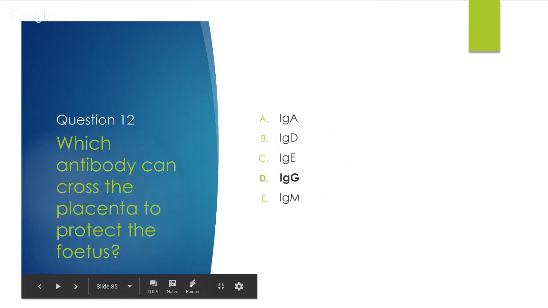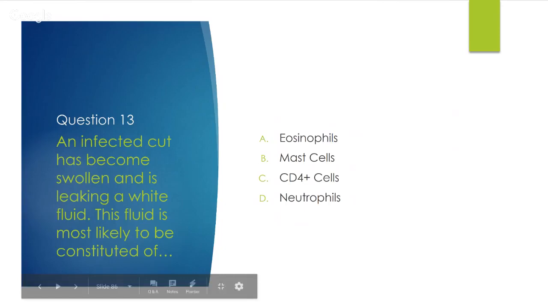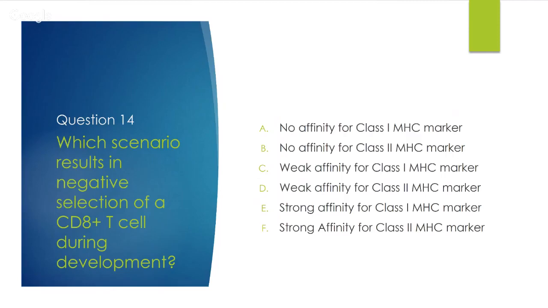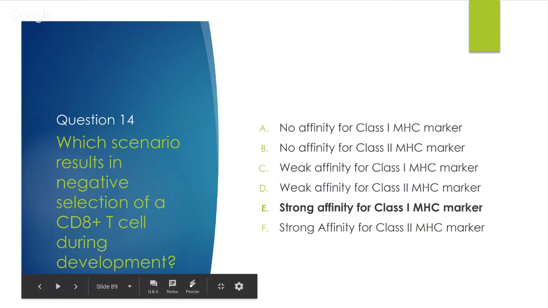An infection cut has become swollen and is leaking a white fluid. This fluid most likely consists of, as I mentioned, neutrophils, which came in to kind of activate and deal with that acute phase infection. Which now results in negative selection. So we mentioned that you would not want a strong affinity because those can cause things like autoimmune disorders. So the answer would be strong affinity because you wouldn't want a hyper response.